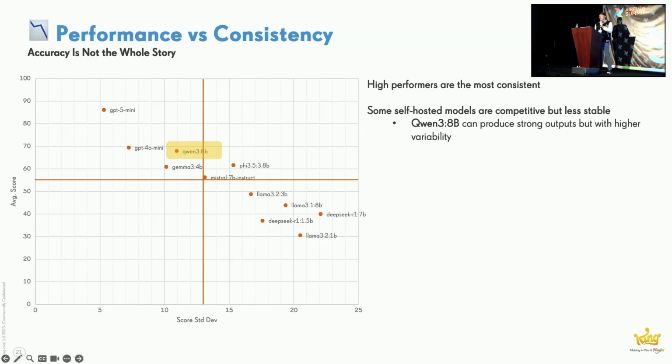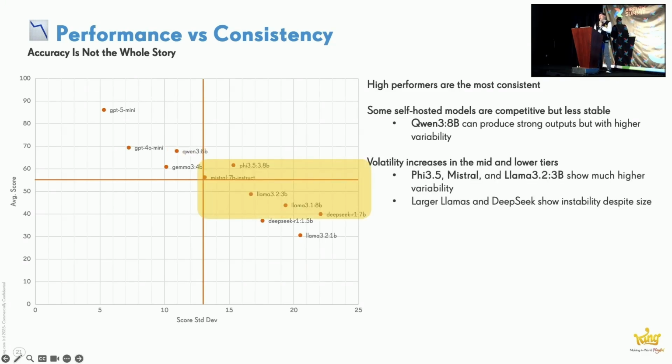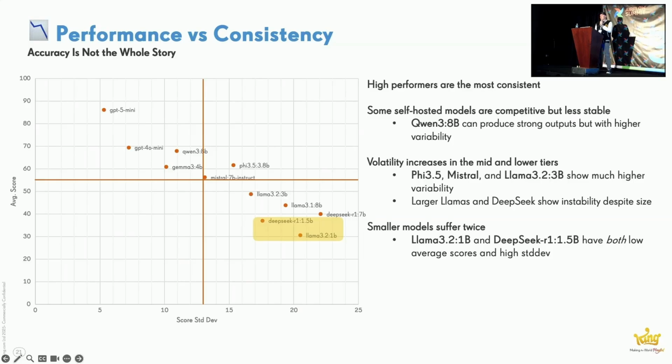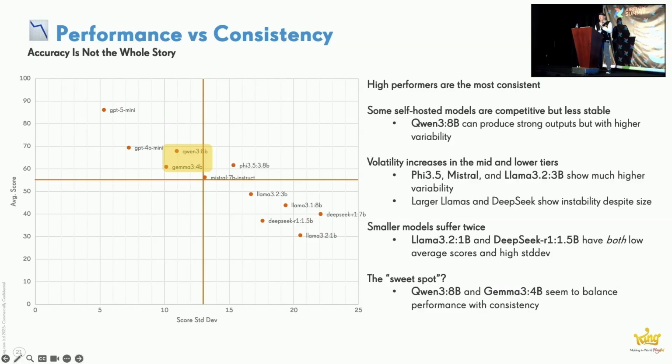But some of the compact models, I think Qwen in this particular example seems to produce pretty strong outputs, albeit with a bit more variability. Phi, Mistral, and Llama are a bit further down, showing higher spread in their performance. But interestingly, even some of the larger models don't necessarily give you stability, it would seem. And these smaller models are suffering twice, both low score and consistent.